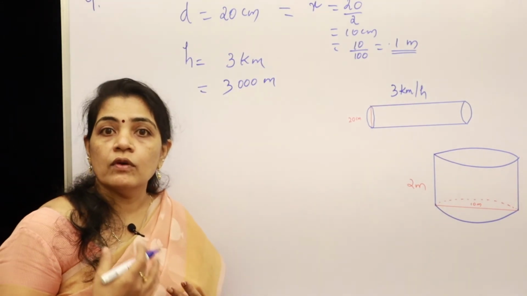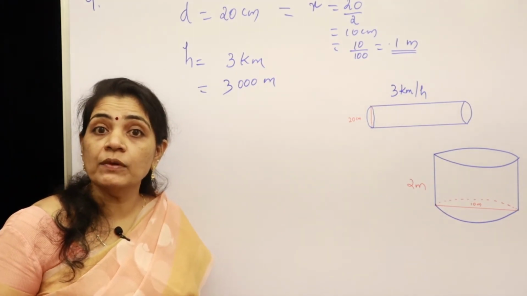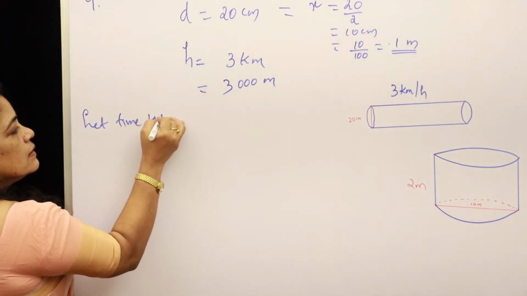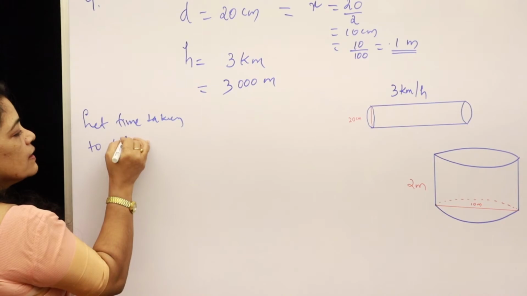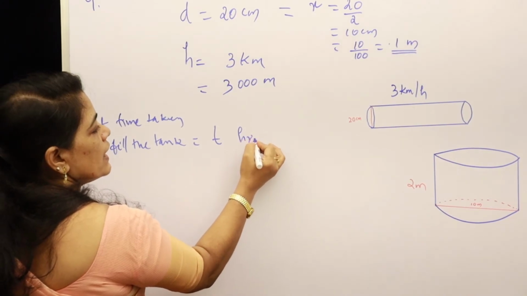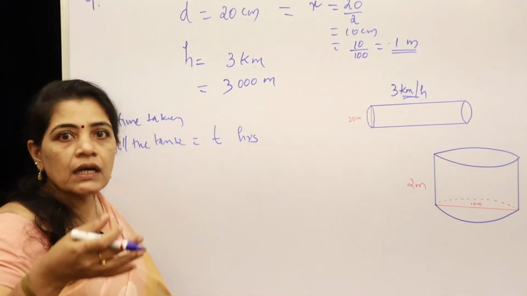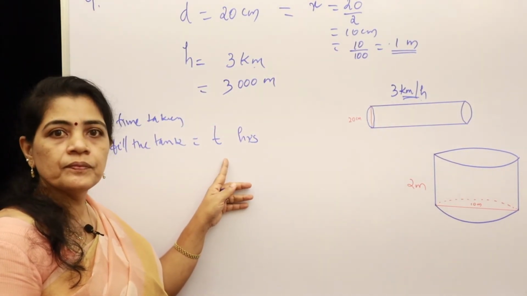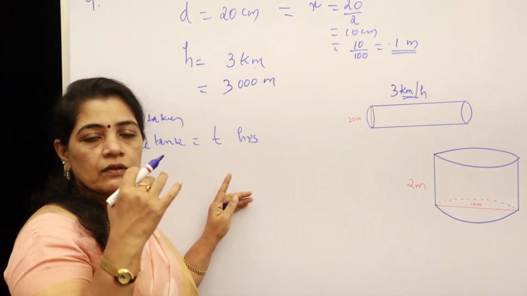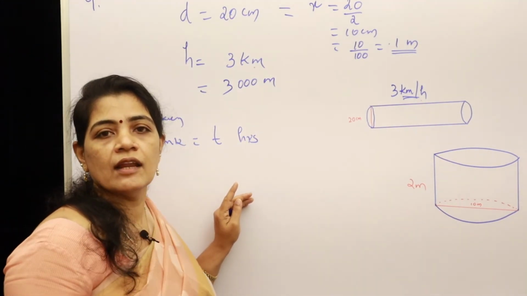Okay, so let the time taken to fill the tank be t hours, because we have taken the speed as 3 kilometer per hour. That is, the speed is given per hour, so you will get the time in hours. How can that be calculated? That t is equal to the volume of the tank divided by the volume of the cylindrical pipe.